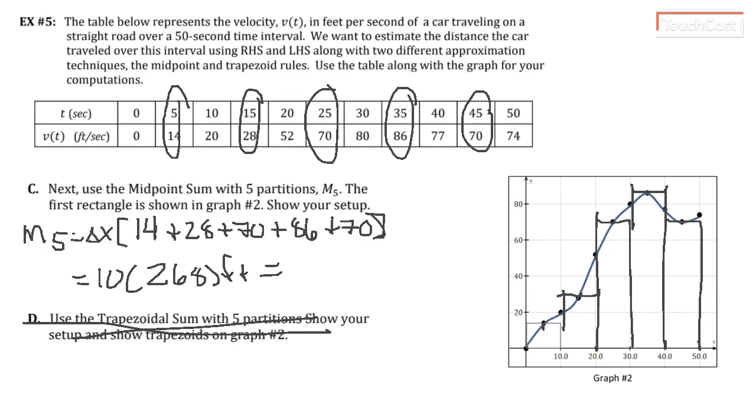So we're going to see that the car has traveled 2,680 feet. And that's actually going to wrap up our lesson on area under a curve.